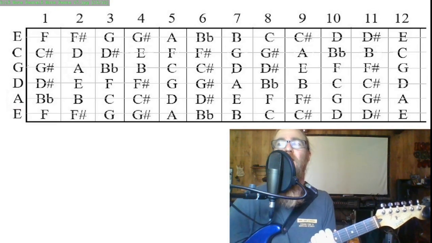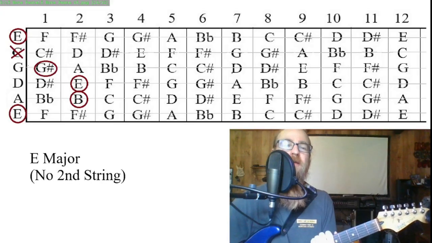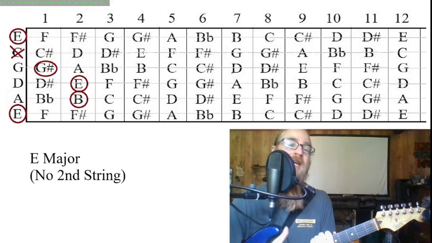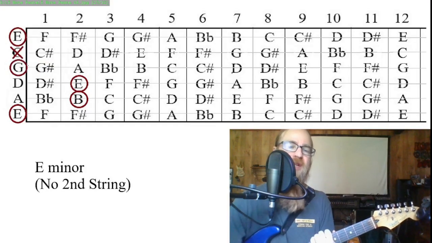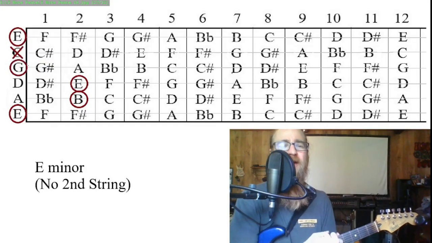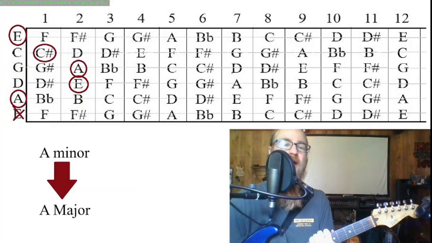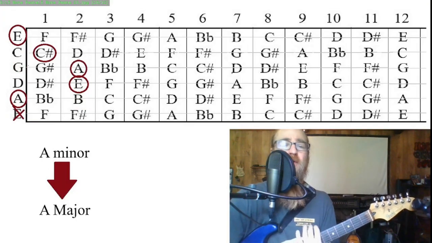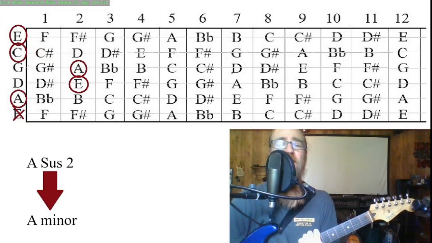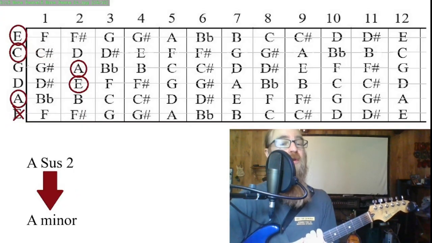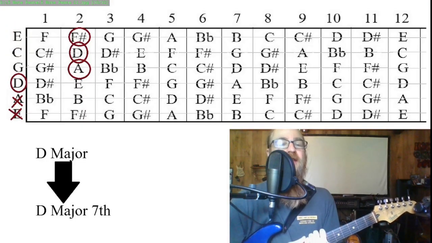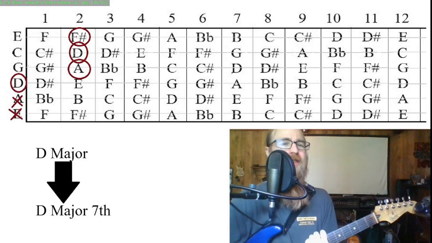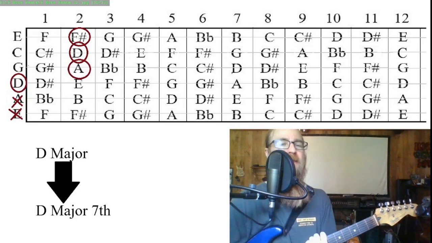Plus, you can't really play it with human hands because you wouldn't be able to play an E major without just doing away with the 2nd string. You wouldn't be able to play an E minor without doing away with the 2nd string. The A minor chord formation would actually be A major. The A suspended 2 chord formation would actually be A minor. The D major 7th chord formation would actually be D major. It would just be pandemonium.